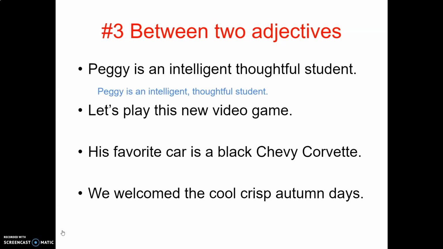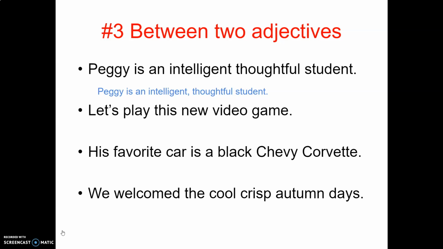Peggy is an intelligent, thoughtful student. Okay, so we have two things describing the student, Peggy. She is intelligent and she is thoughtful, so we're going to put a comma between those two adjectives. Two little tricks actually that you can use to know whether or not to put the commas between the adjectives: one, can you put an and where you put the comma and does it still make sense? Peggy is an intelligent and thoughtful student. Yes, that makes sense. And can you flip the order?